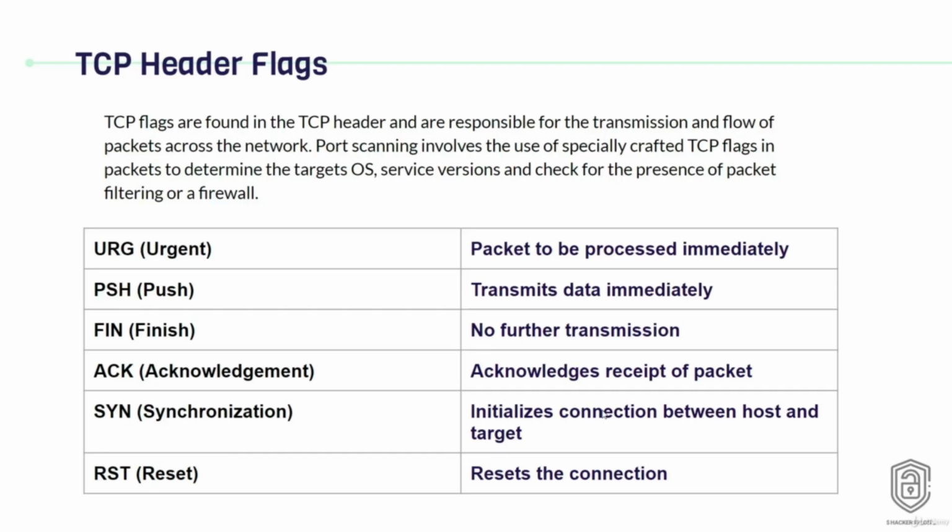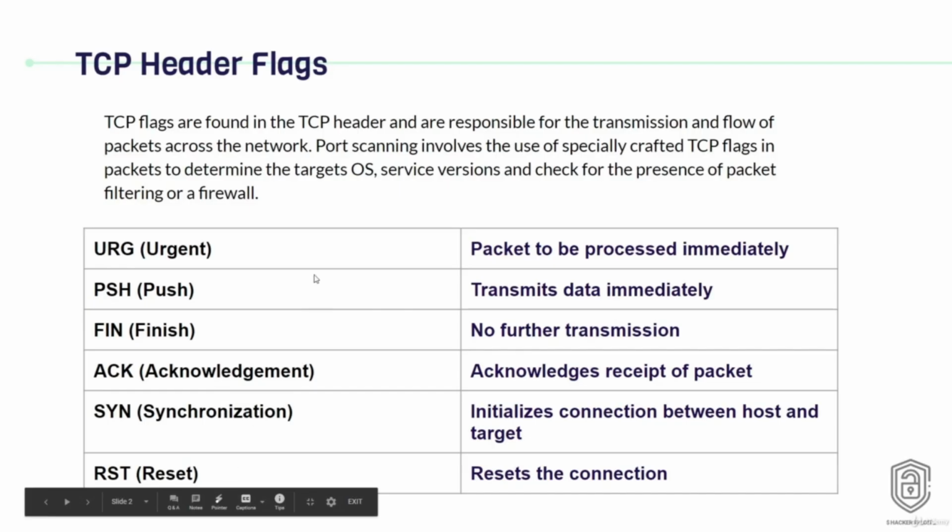They are arguably one of the most important sections of this particular module. TCP header flags, or TCP flags for that matter, are found in the TCP header and are responsible for the transmission and flow of packets across the network. Now, port scanning with Nmap involves the use of specially crafted TCP flags in packets to determine the target's operating system, their service versions, and to check for the presence of packet filtering or a stateful firewall.